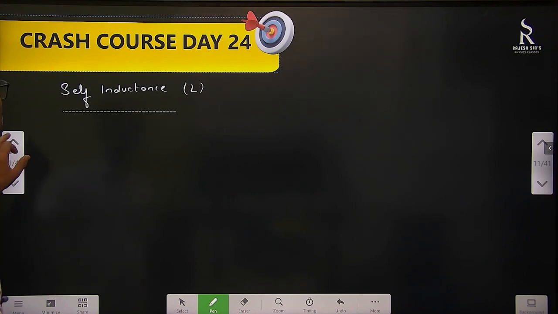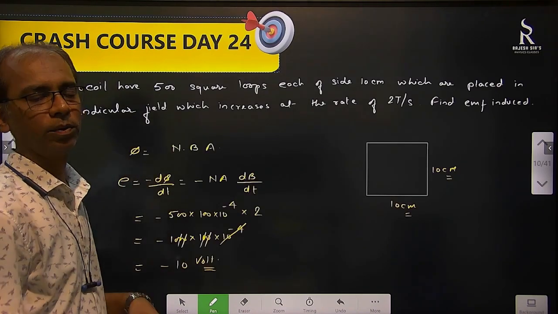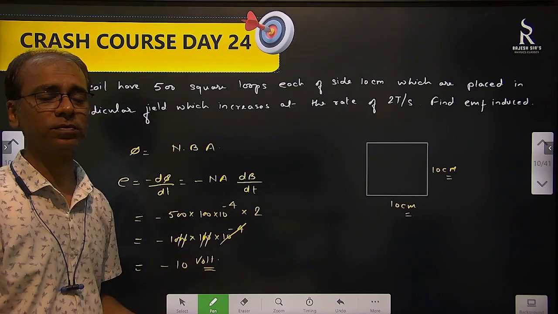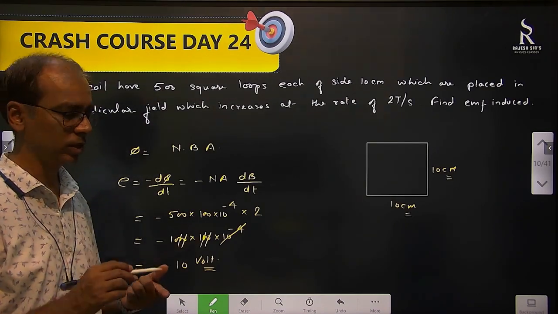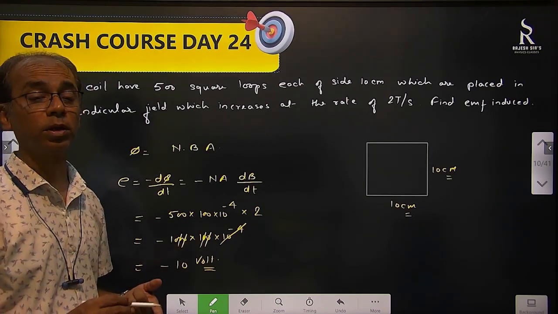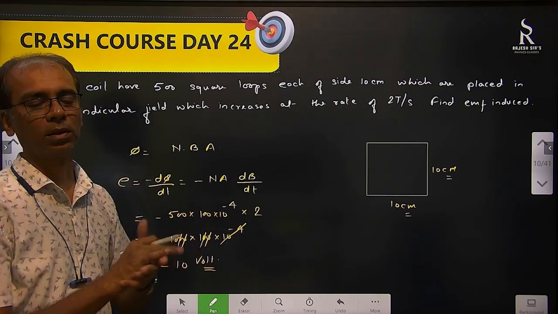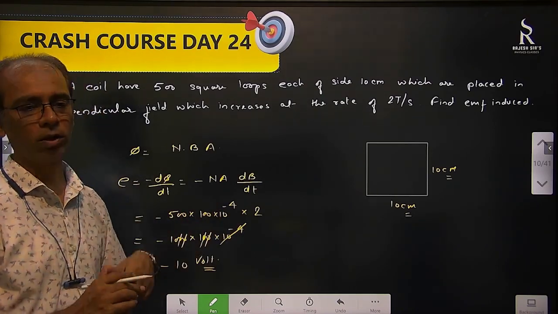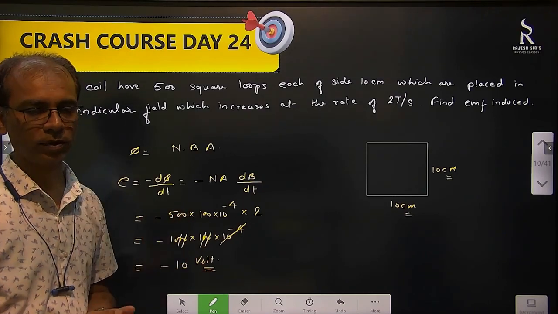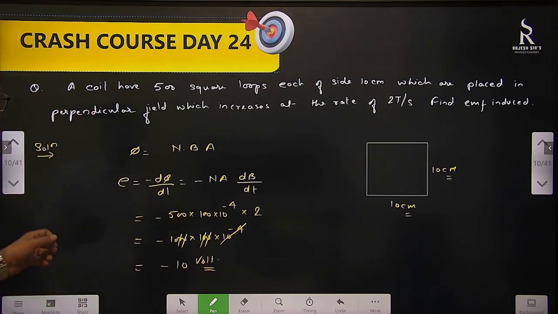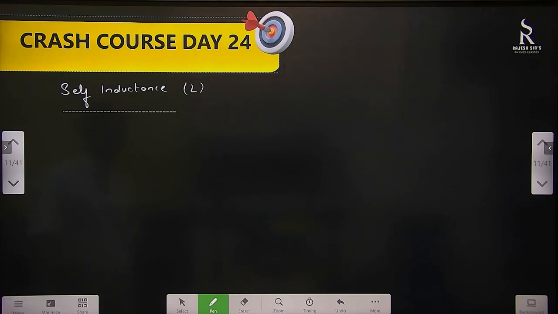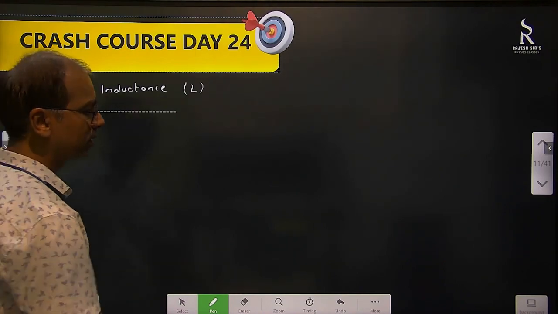So all the questions we did so far were all on EMF induced because of change in magnetic field, it may be because of change in area, it may be because of change in velocity, or because some loop is approaching towards it. Then what will be the EMF, that we all found so far. Okay. Now we are moving towards self-inductance. Now what is self-inductance actually?